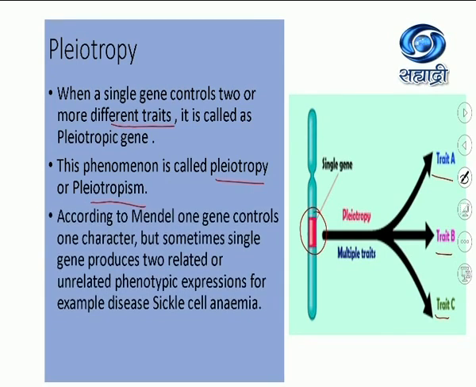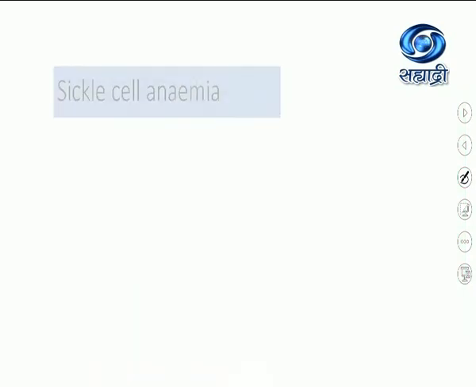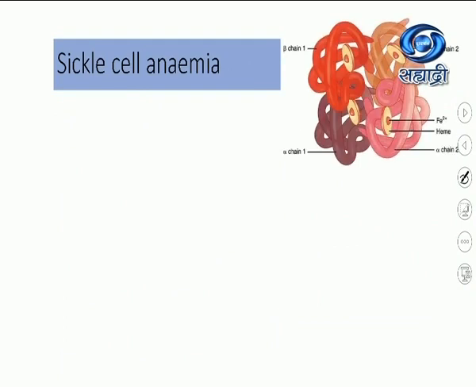According to Mendel, one gene controls one character, but sometimes, as proved in post-Mendelism, a single gene produces two related or unrelated phenotypic expressions. For example, in sickle cell anemia. Let us see what happens in sickle cell anemia.